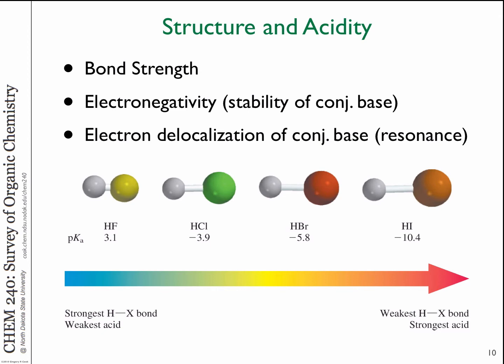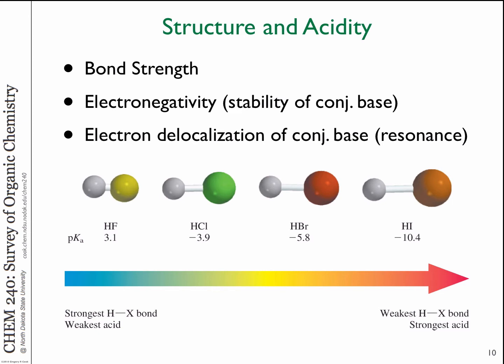Consequently, HI will be able to give up its proton easier than HF. Another aspect of acid strength is the electronegativity of the atom. Again, remember, if you give up the proton, what's left is an anion. The more stable that anion, the stronger that acid will be. Fluoride is a very electronegative atom. It pulls those electrons very close to it, compared to iodine, which would be much further away. So which of those is the more stable anion?